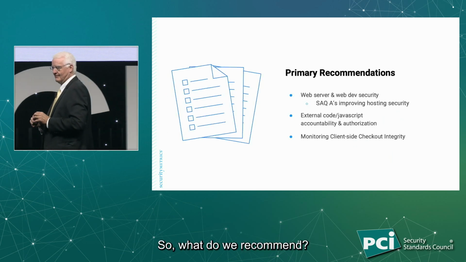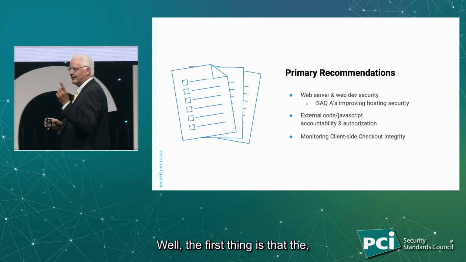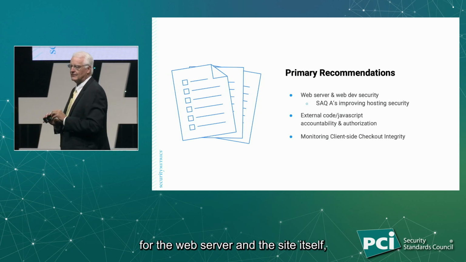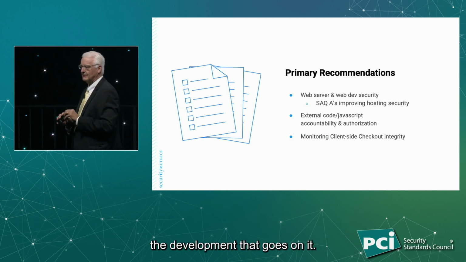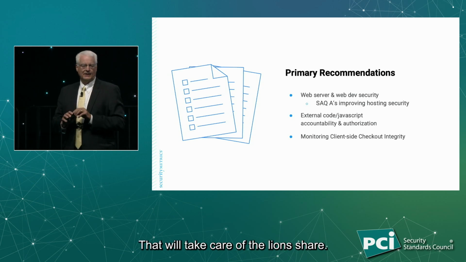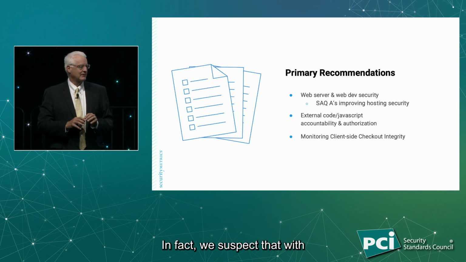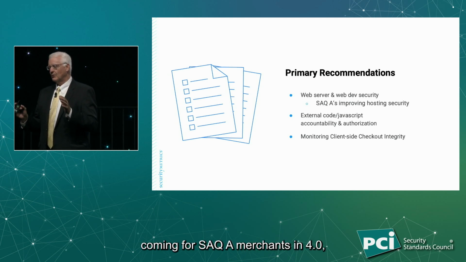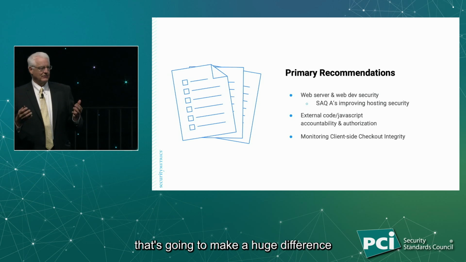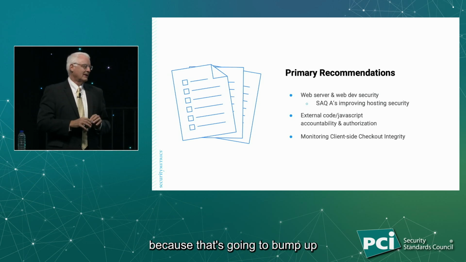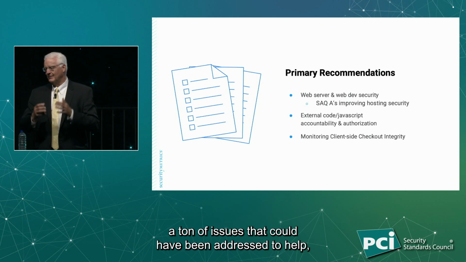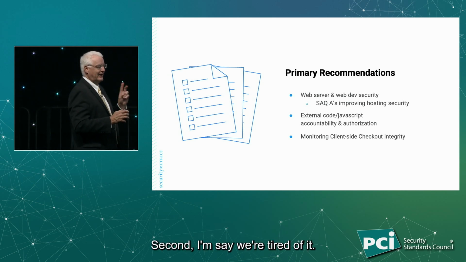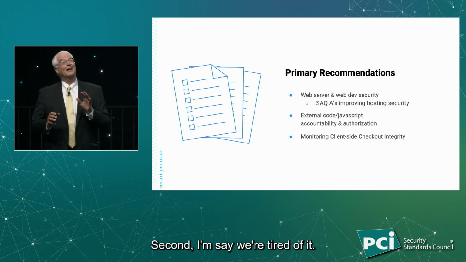So, what do we recommend? Well, the first thing is that there needs to be better security for the web server and the site itself, the development that goes on it. That will take care of the lion's share. In fact, we suspect that with just the scanning requirement alone coming for SAQ A merchants in 4.0, that's going to make a huge difference because that's going to bump up a ton of issues that could have been addressed to help avoid being attacked.